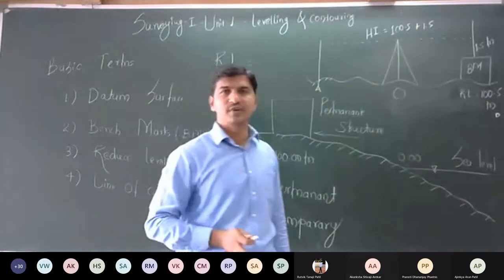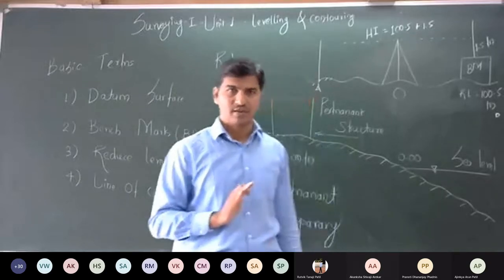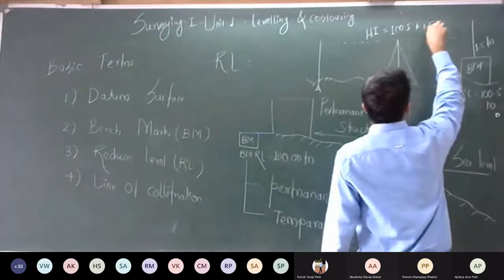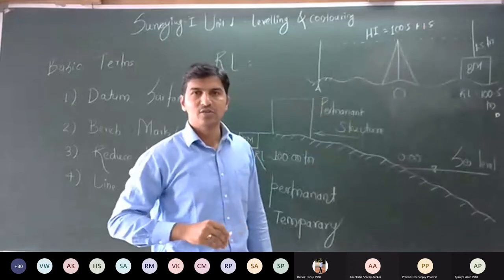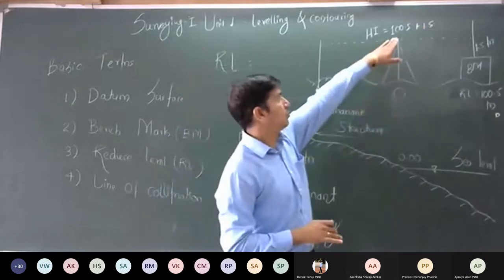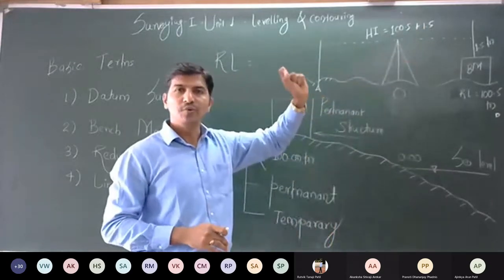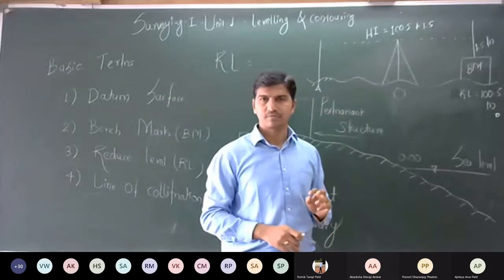Always take the first reading on the benchmark and find out the HI. Always complete this particular process. So 100.5 plus 1.5 will be equal to 102 meters, which is nothing but my height of instrument.